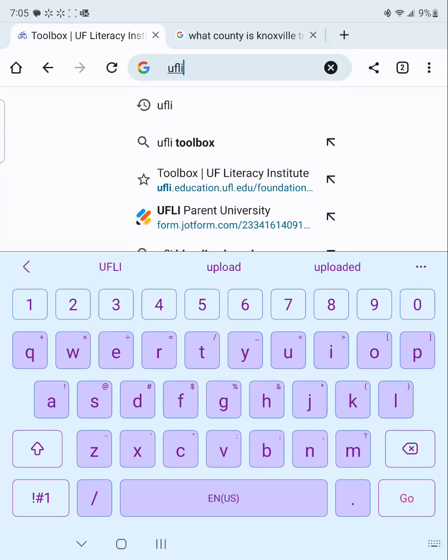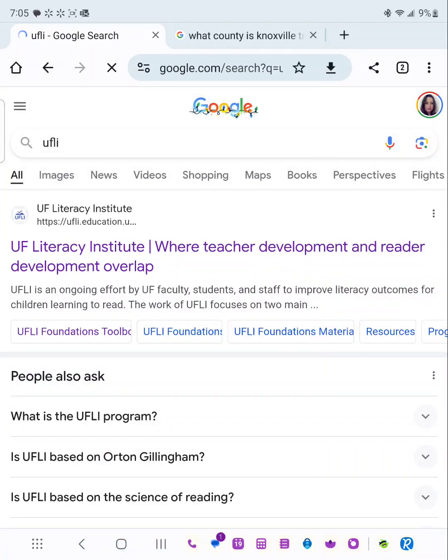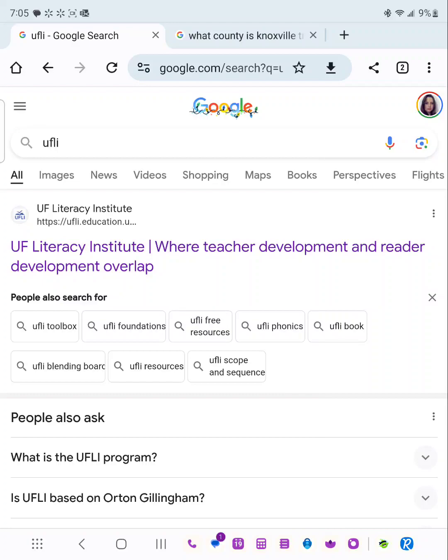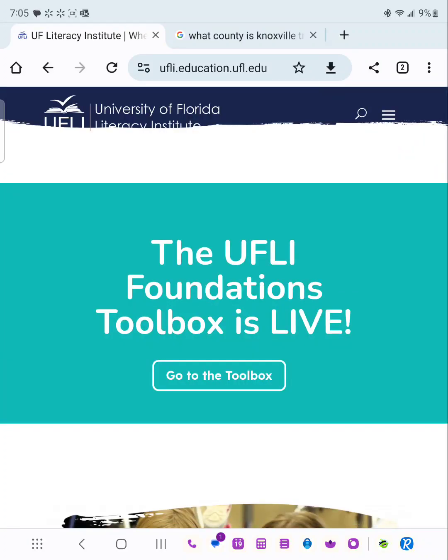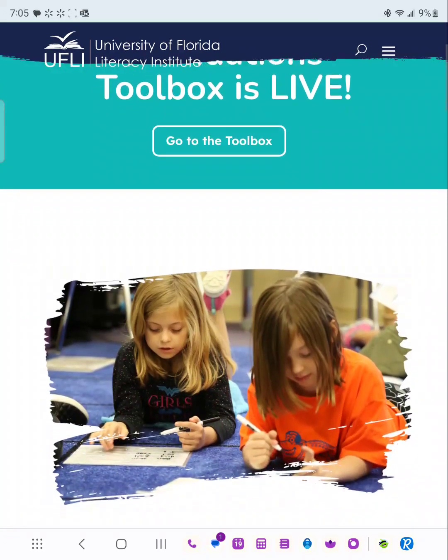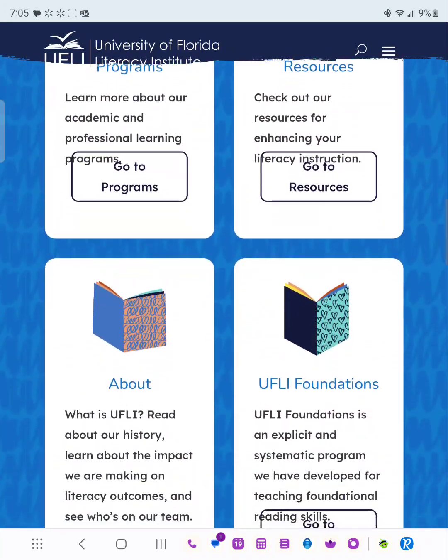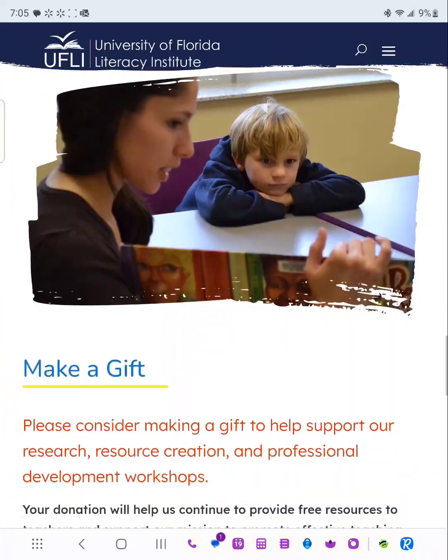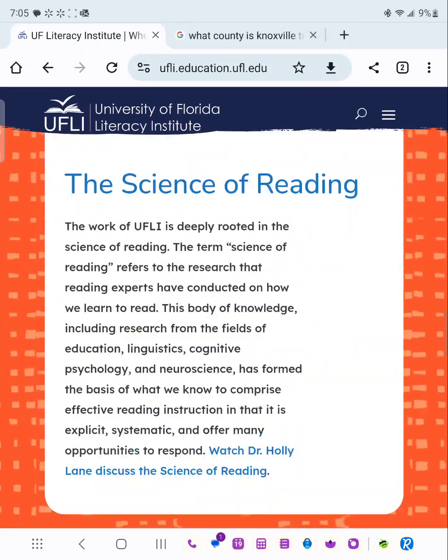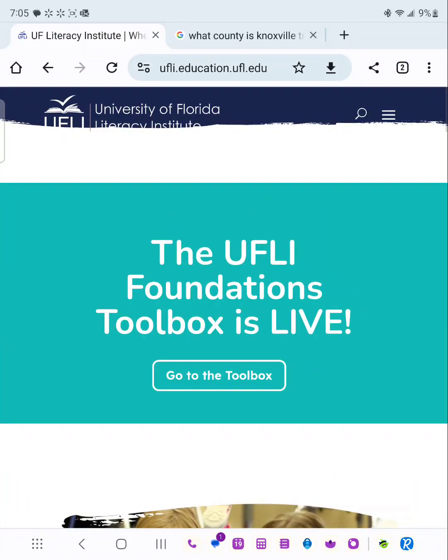So we're going to go to Google. We're going to type in the letters UFLI, and you're going to see this pop up. UFLI Literacy Institute. Let's click that. Now we're going to click this, Go to the Toolbox. This is a program that was developed by the University of Florida, and it is just the best on the market.